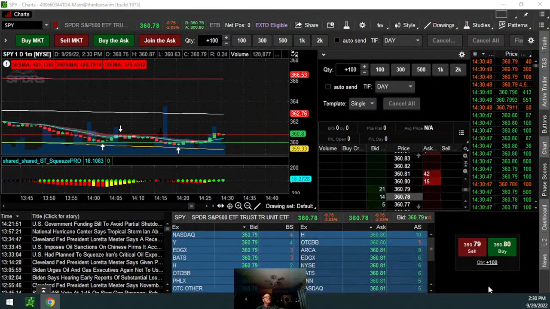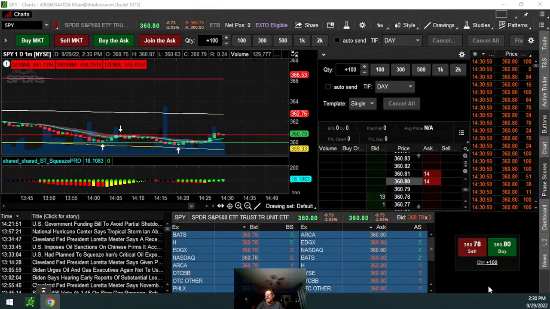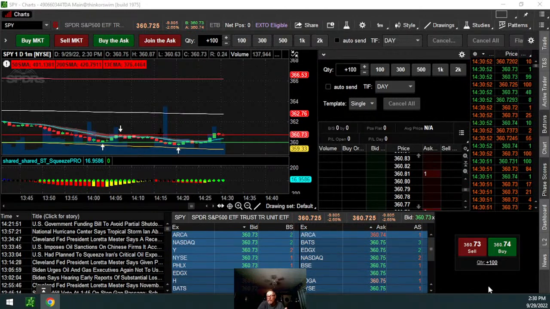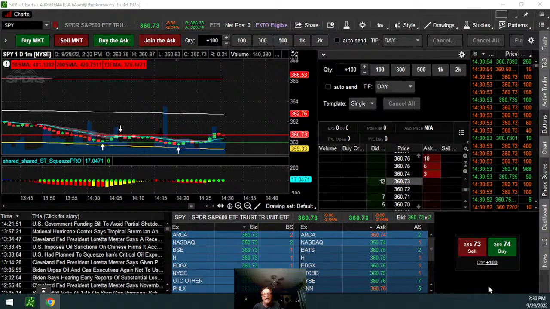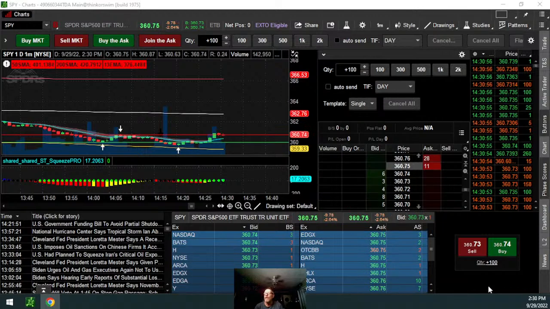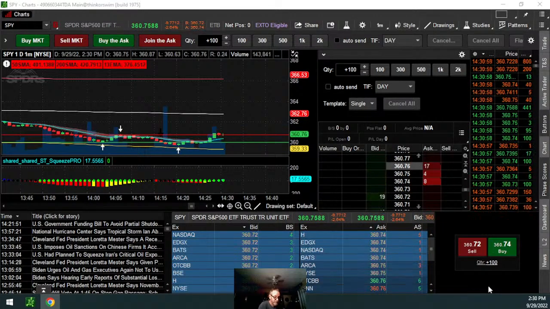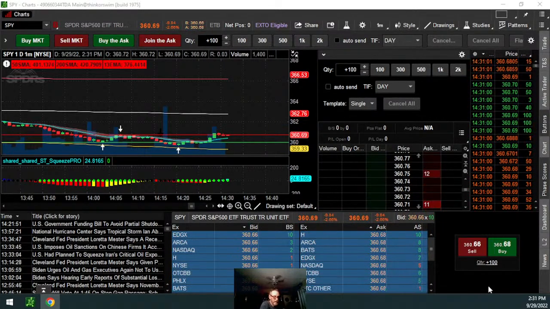Now, will it hold? Will it crack back up? Can they pull the market back up? Or will it come right back down again? We're headed at 2:30. We're a half hour away from power hour. And I don't see much power in this hour.